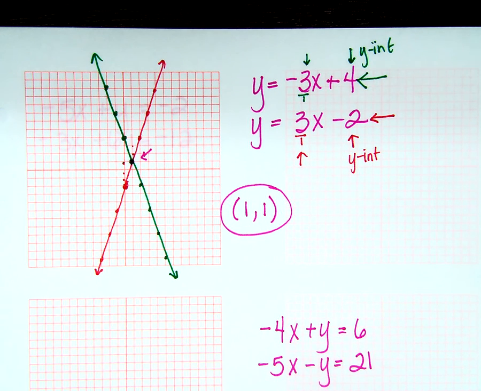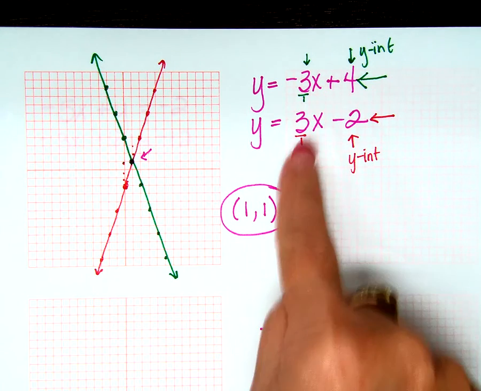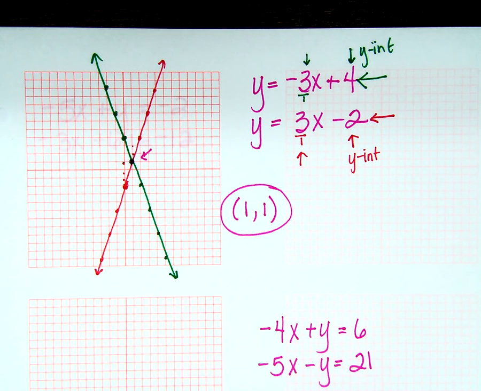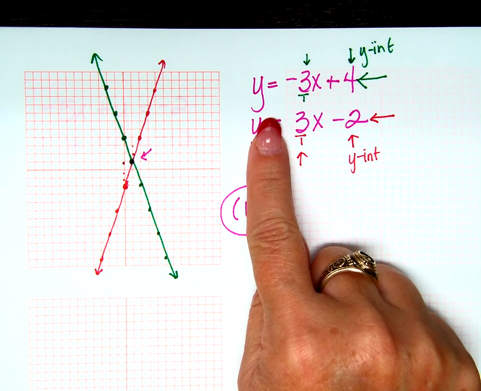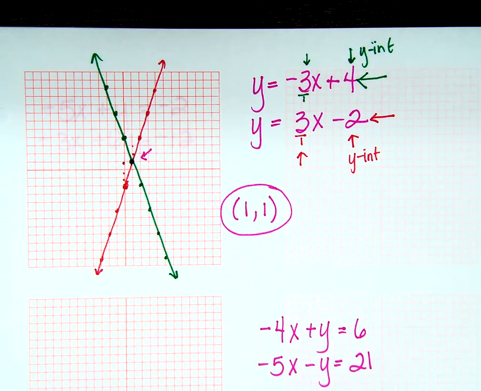Okay. Any questions on how to solve a system by graphing? What if when they give you the system, it's in standard form? So it's like ax plus by equals c. It's in that form. What do you have to do? You have to put it in slope-intercept form, right? You have to solve for y. Does that make sense? Is this starting to come back to you at all?